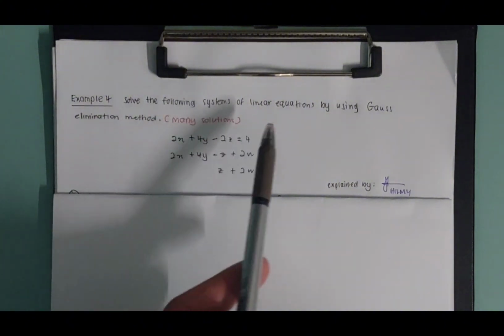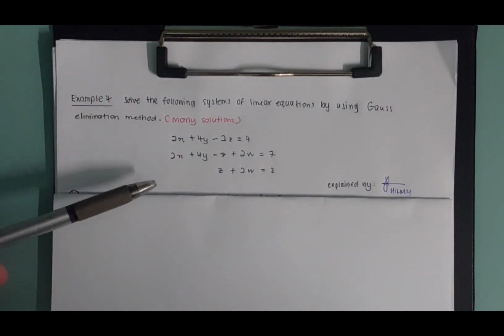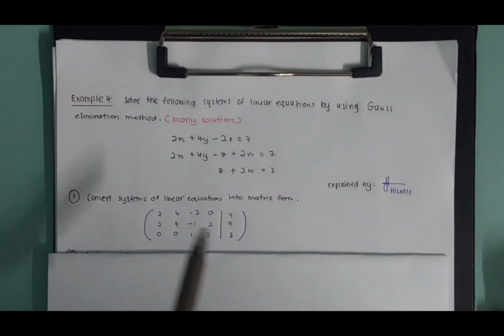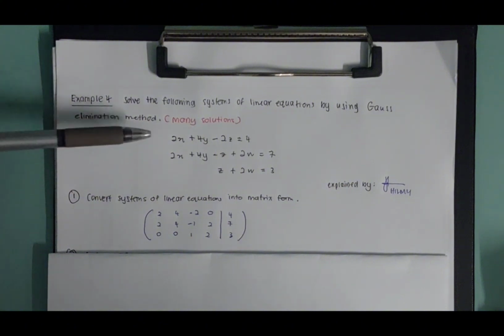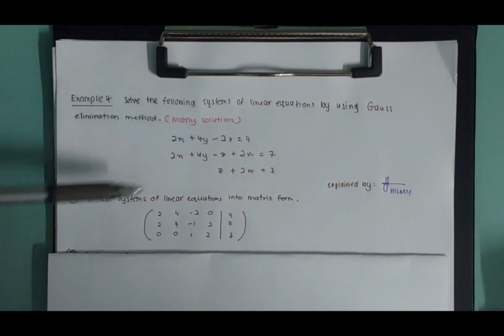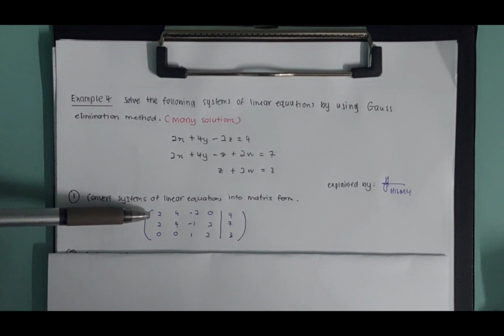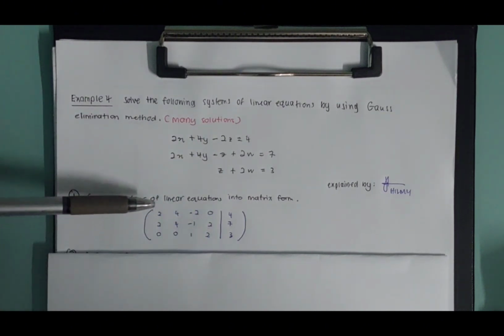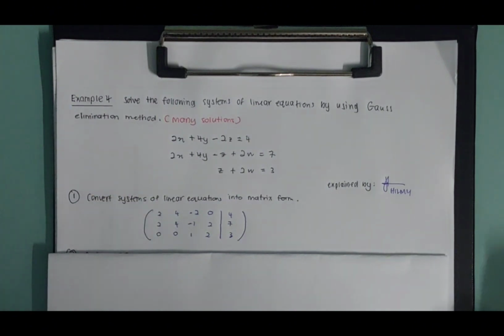So, we have come to the final example of our topic in this video, which is example 4, which will be explained by me, Hilmi. Solve the following system of equations by using the Gauss elimination method. So, from this system of equations, the first step we have to do is convert the system of equations into matrix form. As you can see here, from 2x plus 4y minus 2z equals 4, I have converted it to look like this: 2, 4, negative 2, 0, 4, 2, 4, negative 1, 2, 7, 0, 0, 1, 2, 3. And each column represents the unknowns, alright?